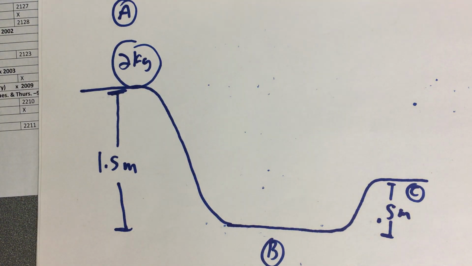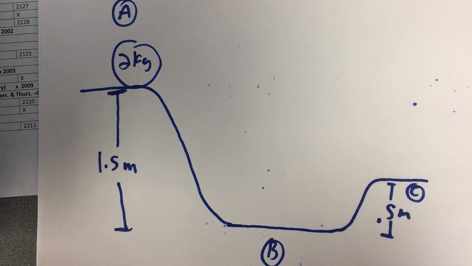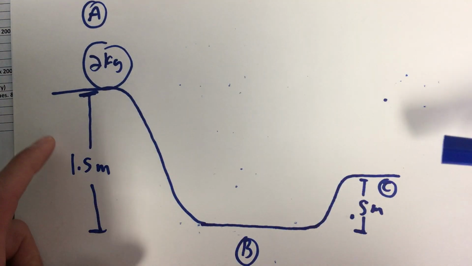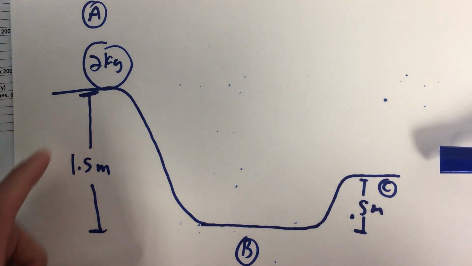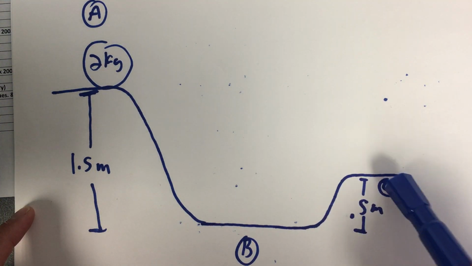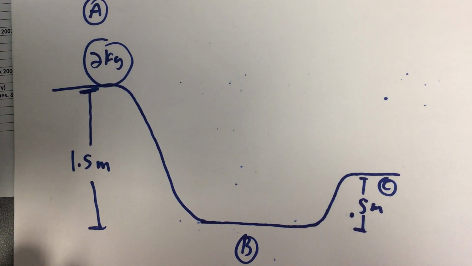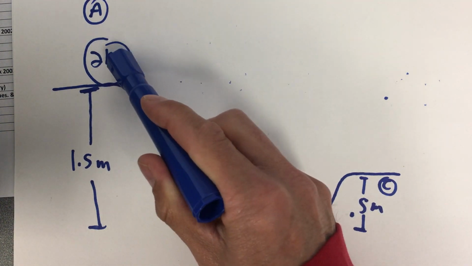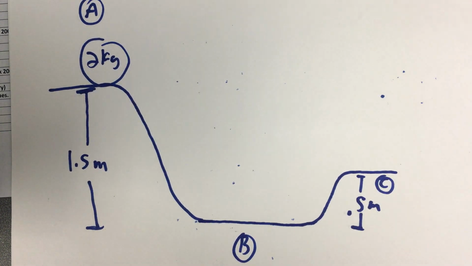I'm going to show you how to do a gravitational potential and kinetic energy problem here. So we have a ball that's elevated at a height of 1.5 meters. It's going to roll down this ramp and then up this one to a final height of 0.5 meters. And what we're going to do is determine the total amount of energy in this system, and we're going to find the velocity at point A, point B, and point C.